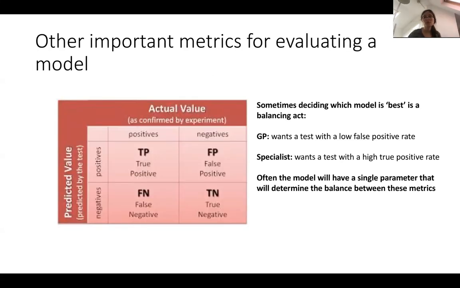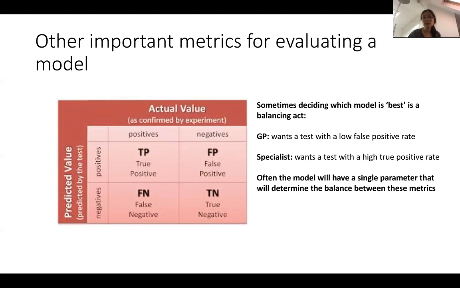There are other important metrics for evaluating a model. For example, you might want a high true positive rate and a high true negative rate, while also having a low false positive rate and a low false negative rate. Deciding the best model is often a balancing act.